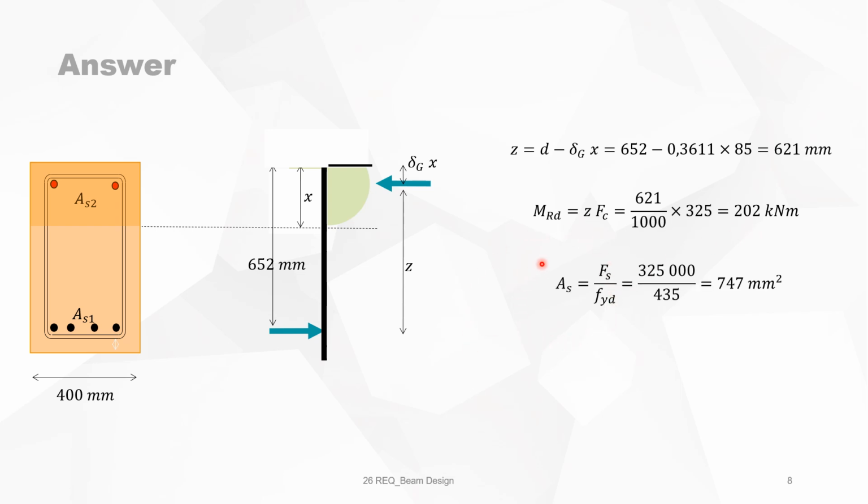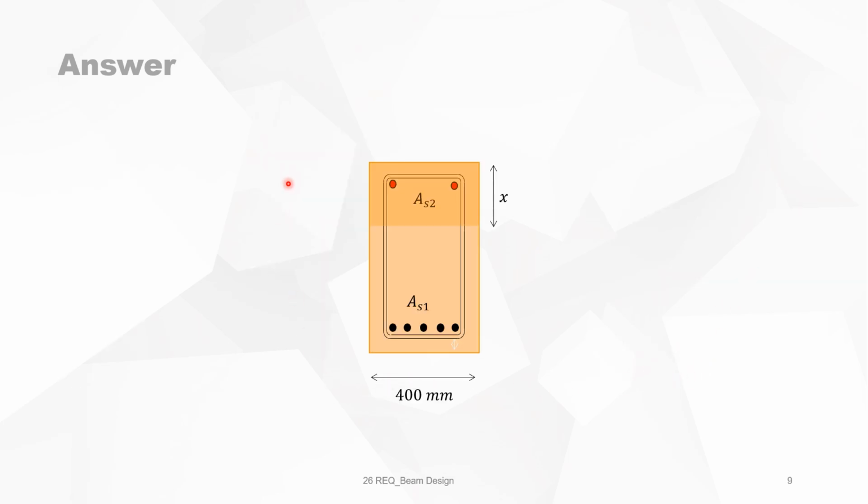The tension reinforcement is of course the force in the rebars, which is Fs divided by the design value of the yield strength. This is because Fs is equal to Fc. That's why we can calculate the reinforcement directly, which is 747 square millimeters. Or if you transform it into diameters, it's 5 diameters 14, which is 770, which is close enough. So what we have now as answer is that the tension reinforcement is 5 diameters 14.